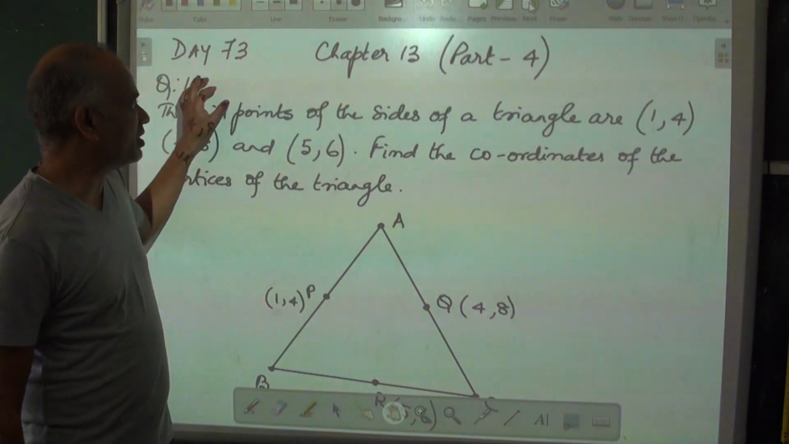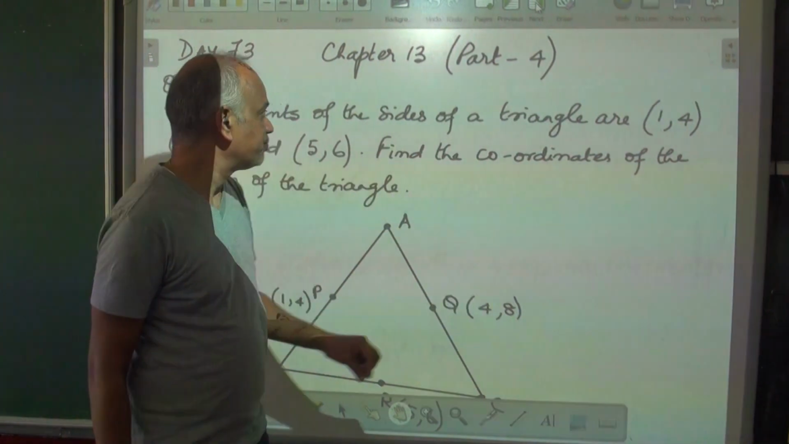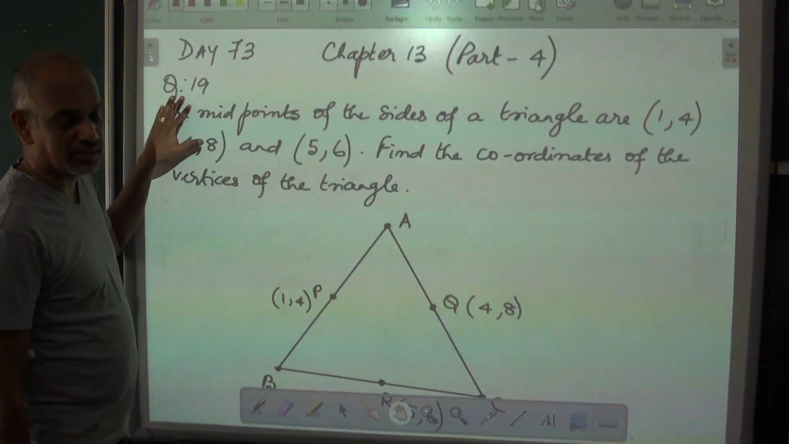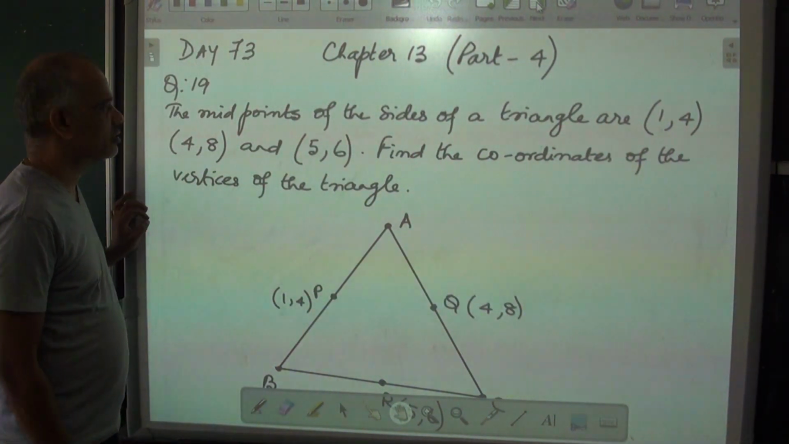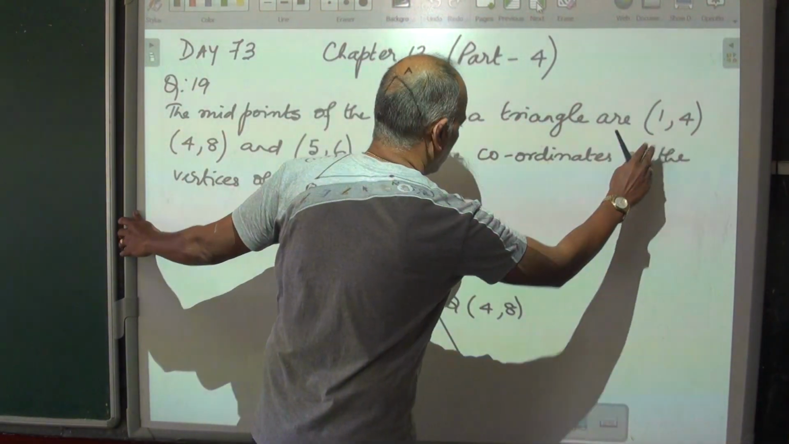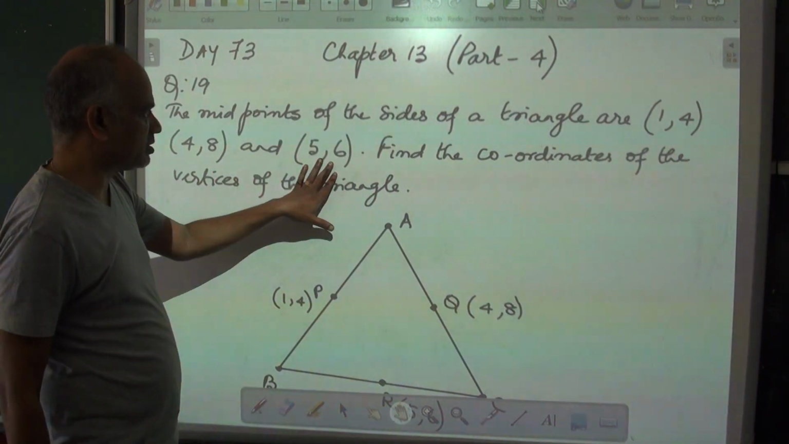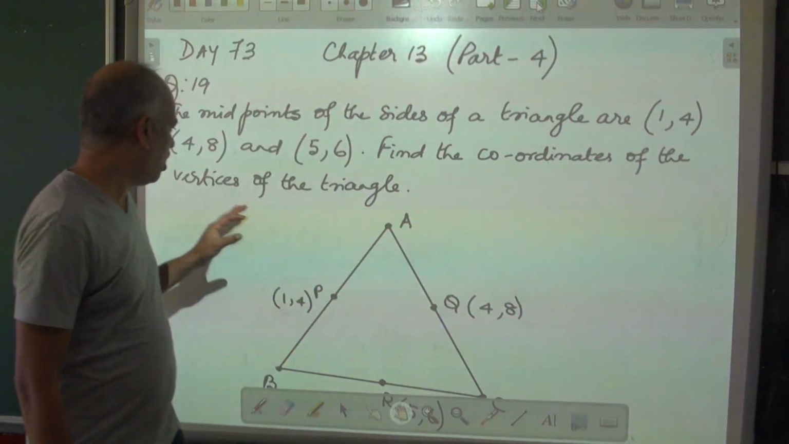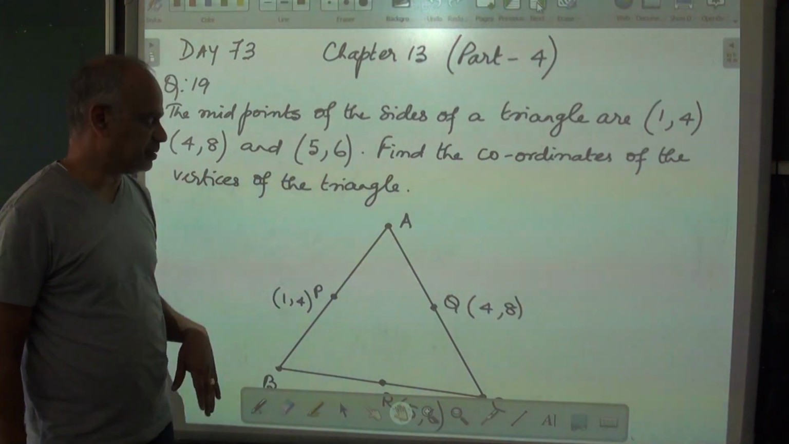We come to day 73, chapter 13, part 4. Exercise 13, question number 19. The midpoints of the sides of a triangle are (1, 4), (4, 8) and (5, 6). Find the coordinates of the vertices of the triangle.